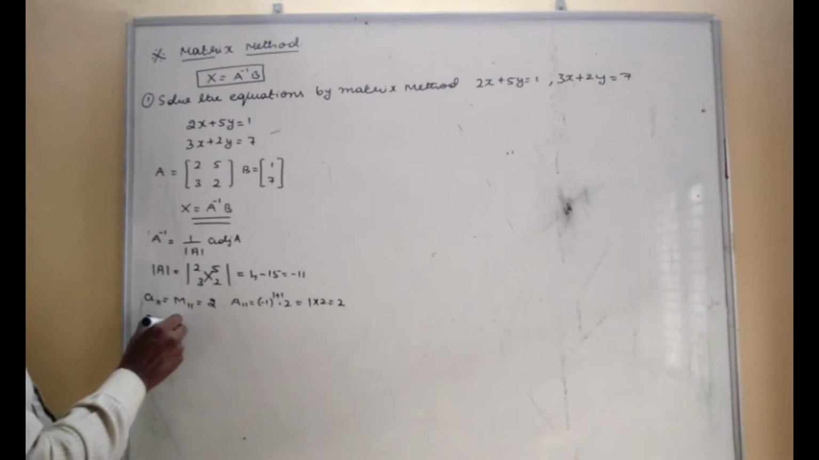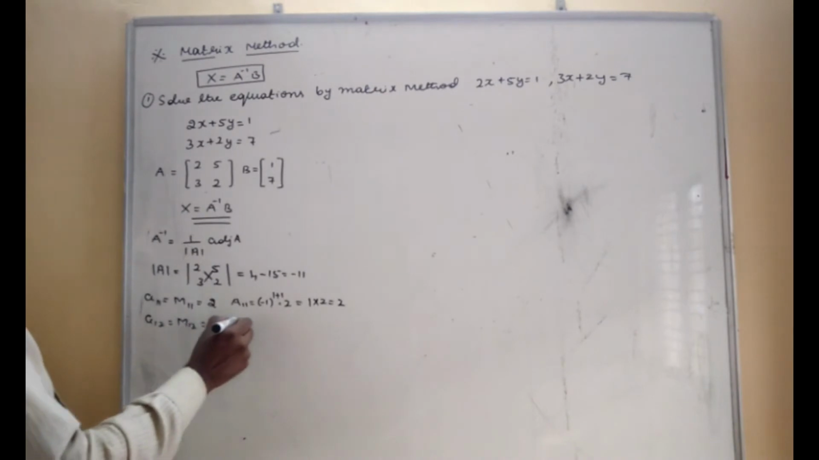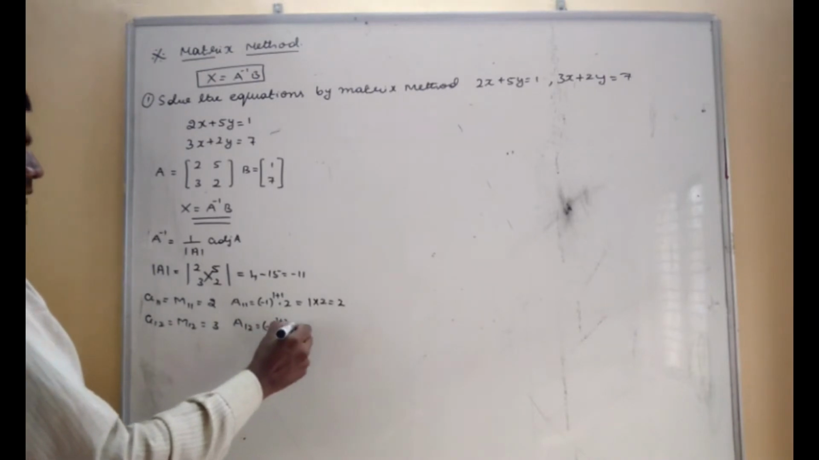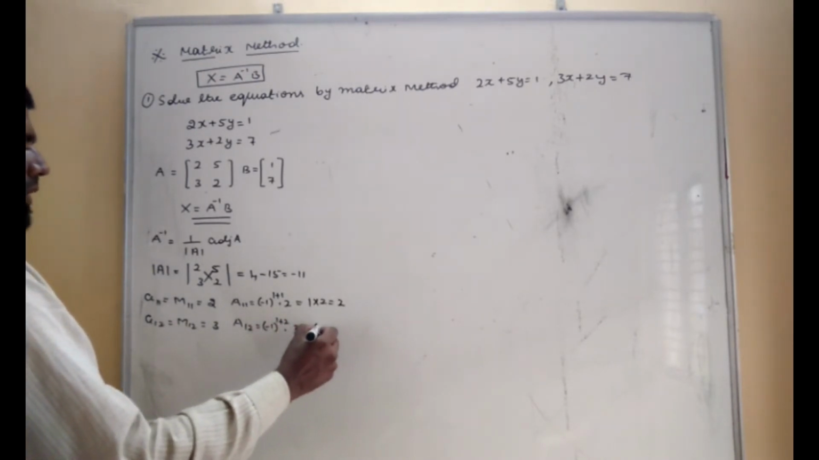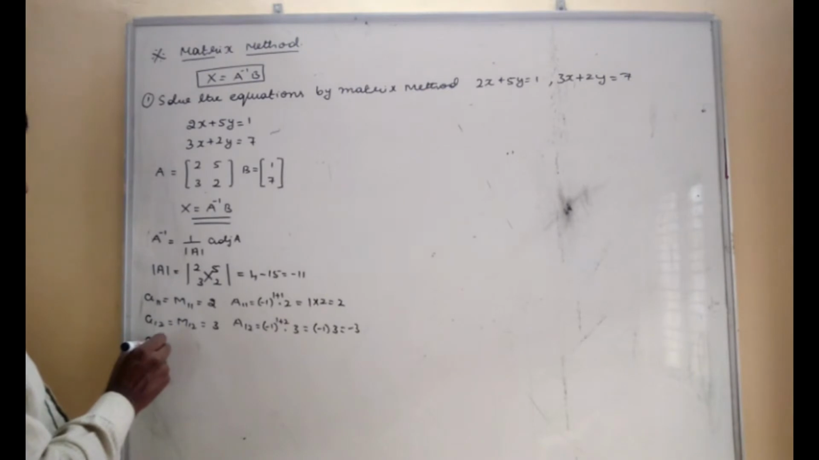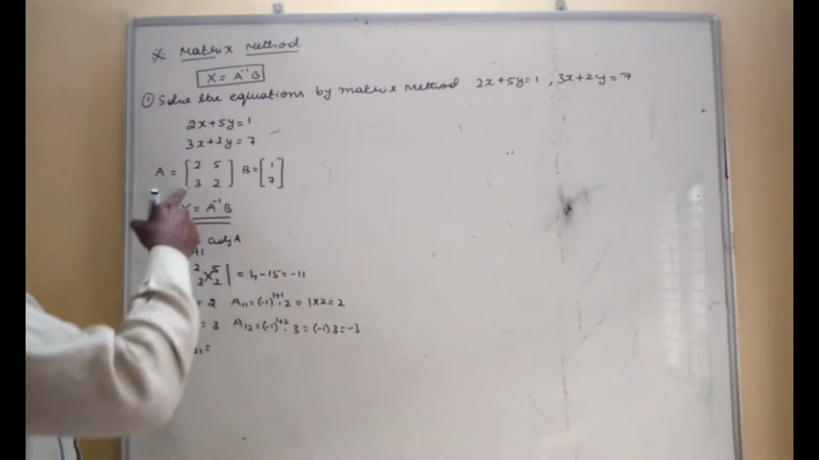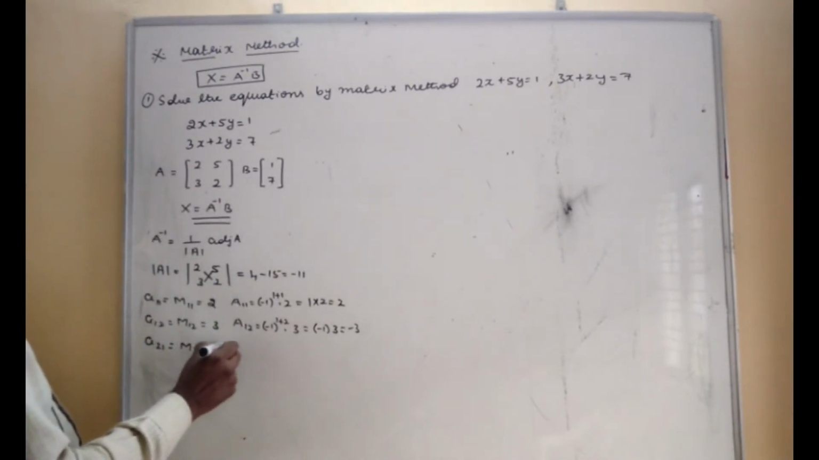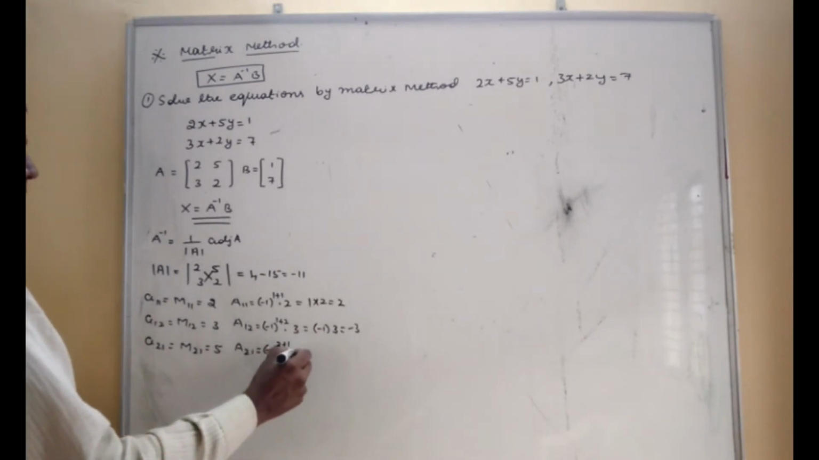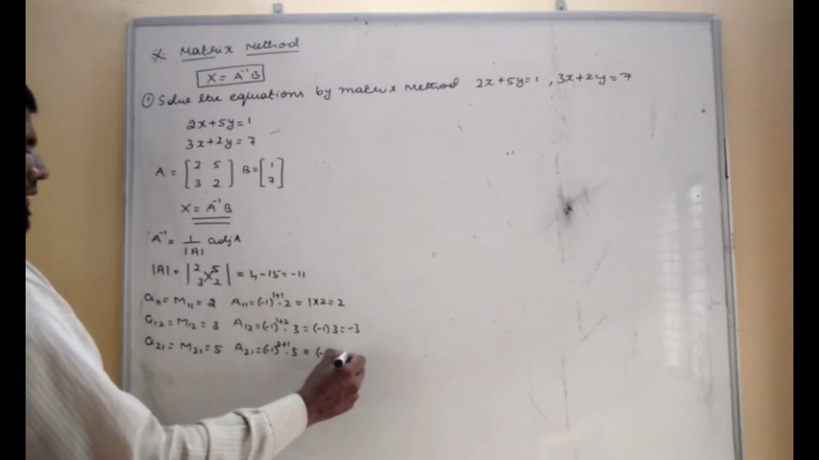Again, the A12 minor is 3. The cofactor A12 is equal to (minus 1) to the power of 1 plus 2 into 3, that is equal to minus 1 into 3, that is equal to minus 3. Then M21 is equal to 5. So the cofactor A21 is (minus 1) to the power of 2 plus 1 into 5, that is equal to minus 1 into 5, that is equal to minus 5.